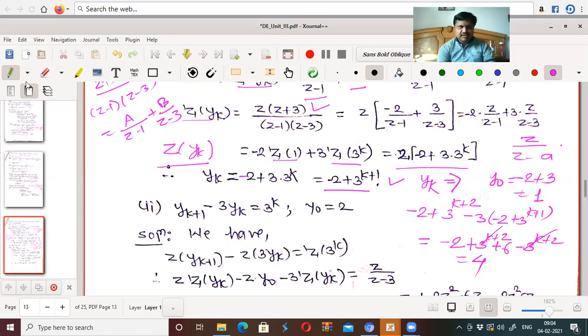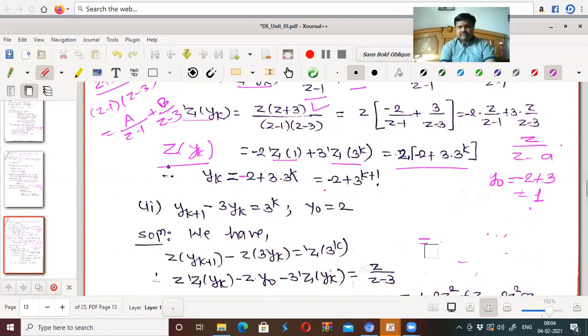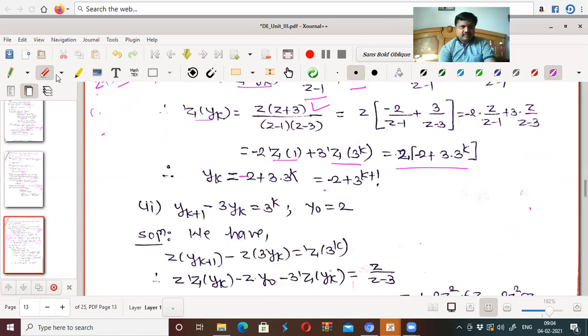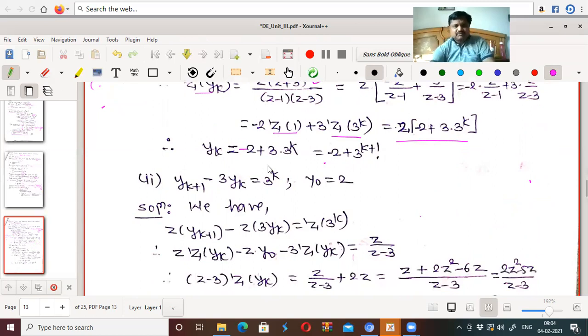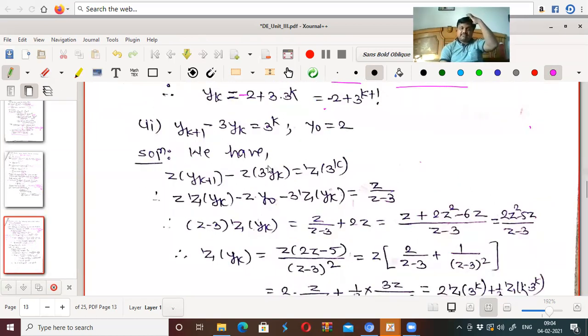So in this way we can obtain the solution of a given difference equation by using Z transform. By using what? Z transform. Okay, that is the case there. Now, there are some more examples which can be solved by using the same method.